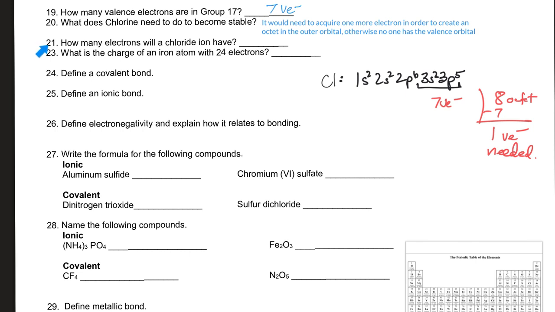Moving on to question 21, how many electrons will a chlorine ion have? Well, currently, when we look at the configuration for chlorine, chlorine as represented on the periodic table has 17 electrons. So let's look at what this really means. For this configuration right there, the proton count is 17 and the electron count is 17. Protons are positively charged, electrons are negatively charged.